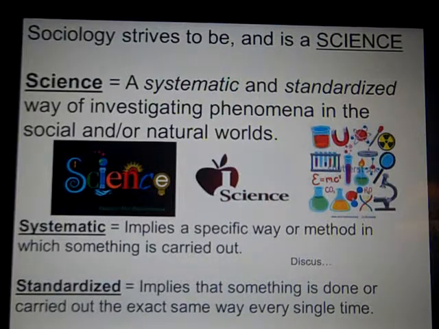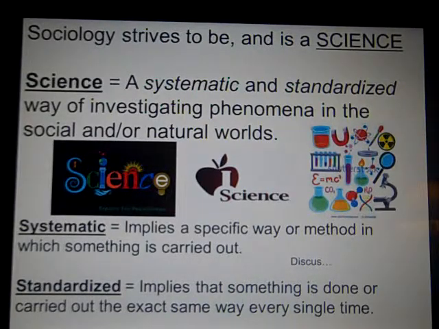A science is a systematic and standardized way of investigating phenomena in the social and or natural worlds. So if something is scientific, that implies a systematic and a standardized way of looking at things. If something is systematic, that implies a specific way or method in which something is carried out. If something is standardized, that means something is done or carried out exactly the same way every single time.